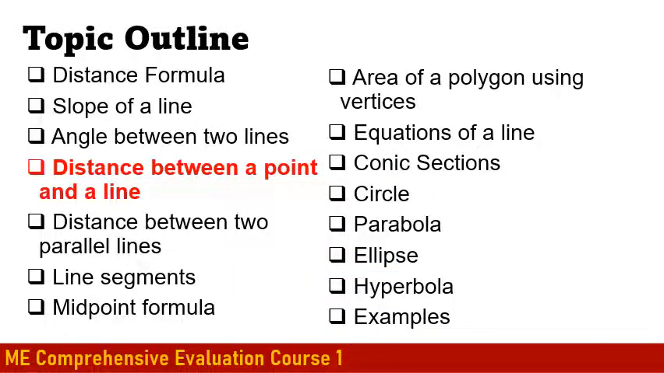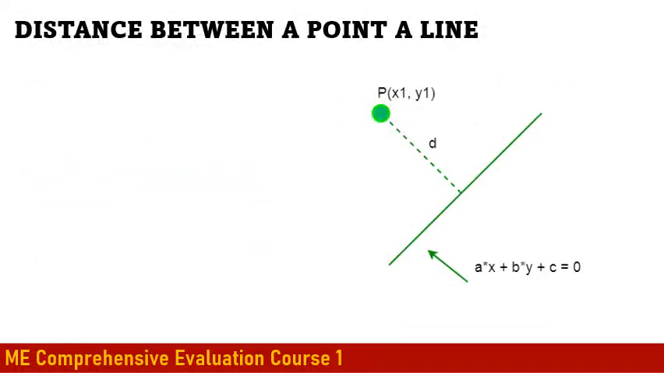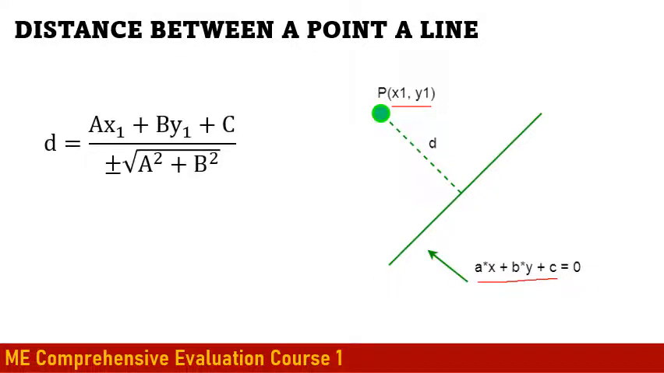The distance between a point and a line. For the distance between a point and a line, we are referring to the perpendicular distance, the nearest distance from the given point. Say, for example, the point in the illustration with coordinates x1, y1, and the distance d to the known line with the given equation ax plus by plus c. We can then use the formula: distance is equal to ax1 plus by1 plus c divided by plus or minus the square root of a squared plus b squared.